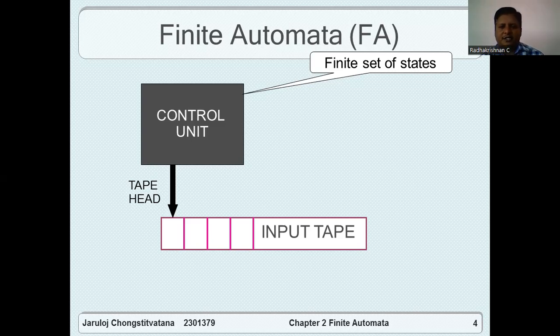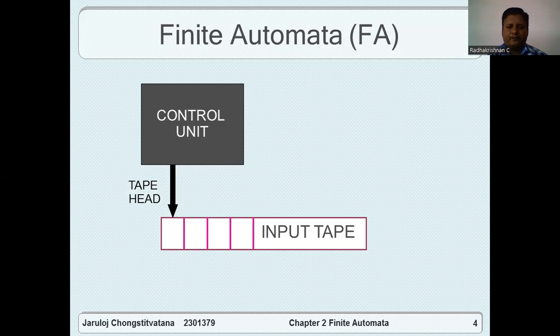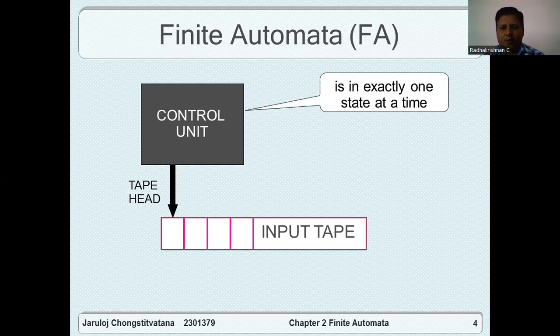The control unit contains a finite set of states, which is the first element of the finite automata definition. Second, it is in exactly one state at a time. Compulsorily, at a time only one state is processed. It has n number of states, and out of these the machine works state by state. At the current moment, the machine is in one particular state alone. That is what we call exactly one state at a time.